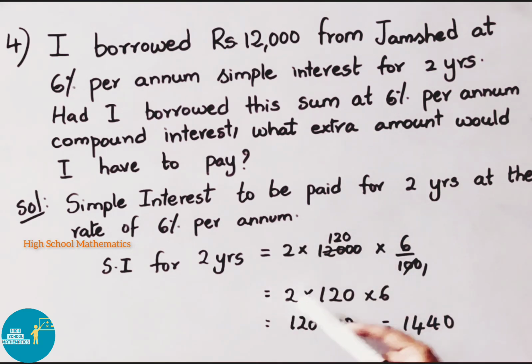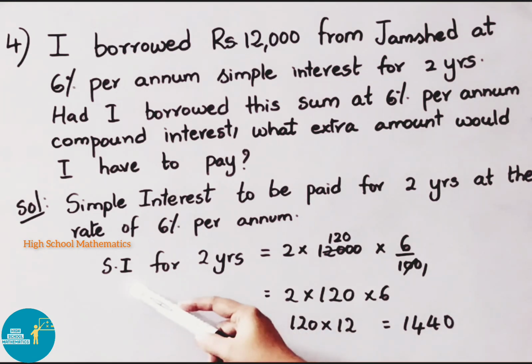That equals 2 into 120 into 6. That equals 120 into 2 times 6, which is 12. So 120 into 12, that is 1440. Therefore, simple interest for 2 years is 1440 rupees.